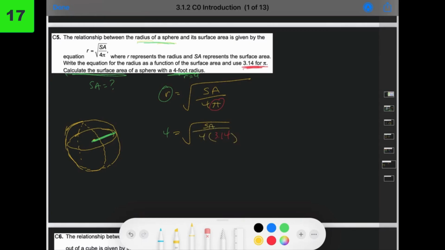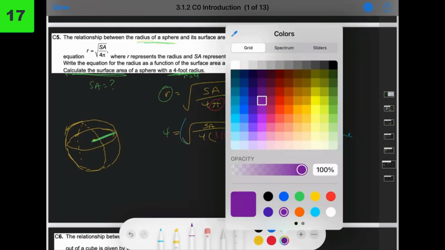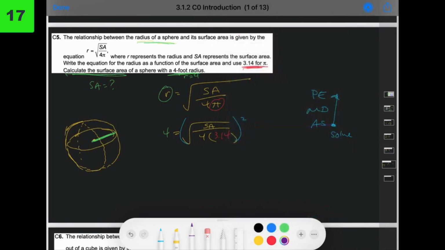All right, so let's get rid of this radical. If you need to, you can use PEMDAS. I'm actually starting down here when you're solving. There is no addition and subtraction, and multiplication, division, no. So we're now using exponents. Power of 2, so that becomes 16. This 2 and this little 2 up here and the radical sign are going away. So now you're just left with SA over 4 times 3.14.